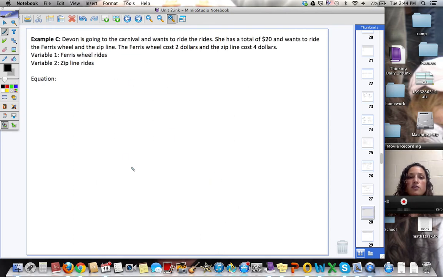Devin is going to the carnival and wants to ride the rides. She has a total of $20 and wants to ride the Ferris wheel and the zip line. Ferris wheel costs $2 and the zip line costs $4. This is a variable 1, variable 2. So we are not going to do this thing, y equals blank x plus. We're not going to do that when it's variable 1, variable 2.